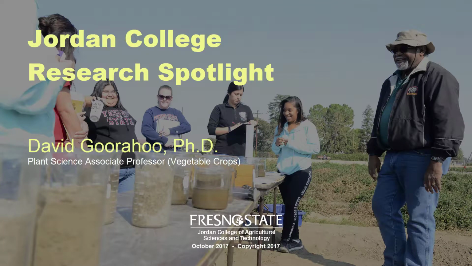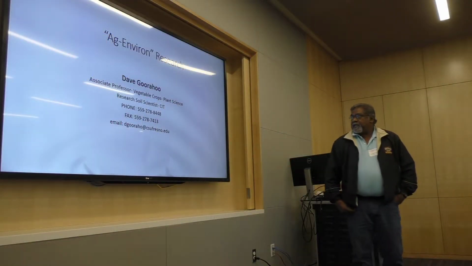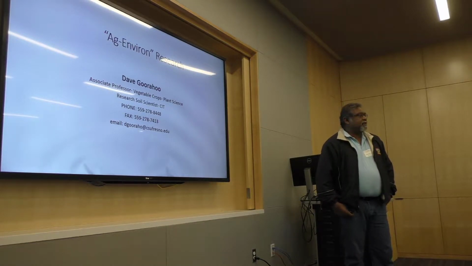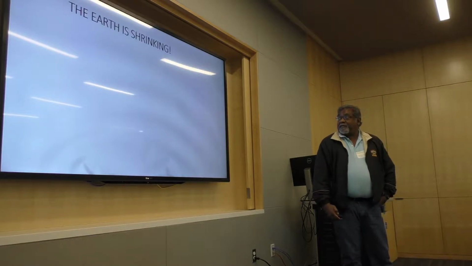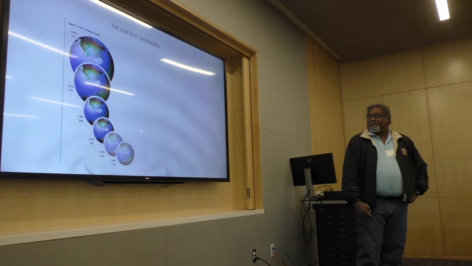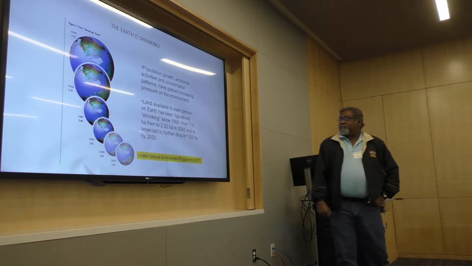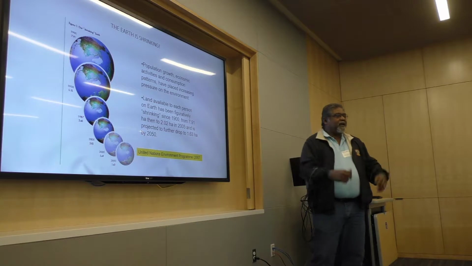I kind of coined the term ag-environ research, which is basically looking at the impact of agricultural practices on our environment. I like to use this slide when I'm talking with my class about the earth shrinking, which means it's not really shrinking physically, but in terms of the space allocated for crop production and crop growth, based on human population growth and the land that's actually available, it is in fact getting smaller.